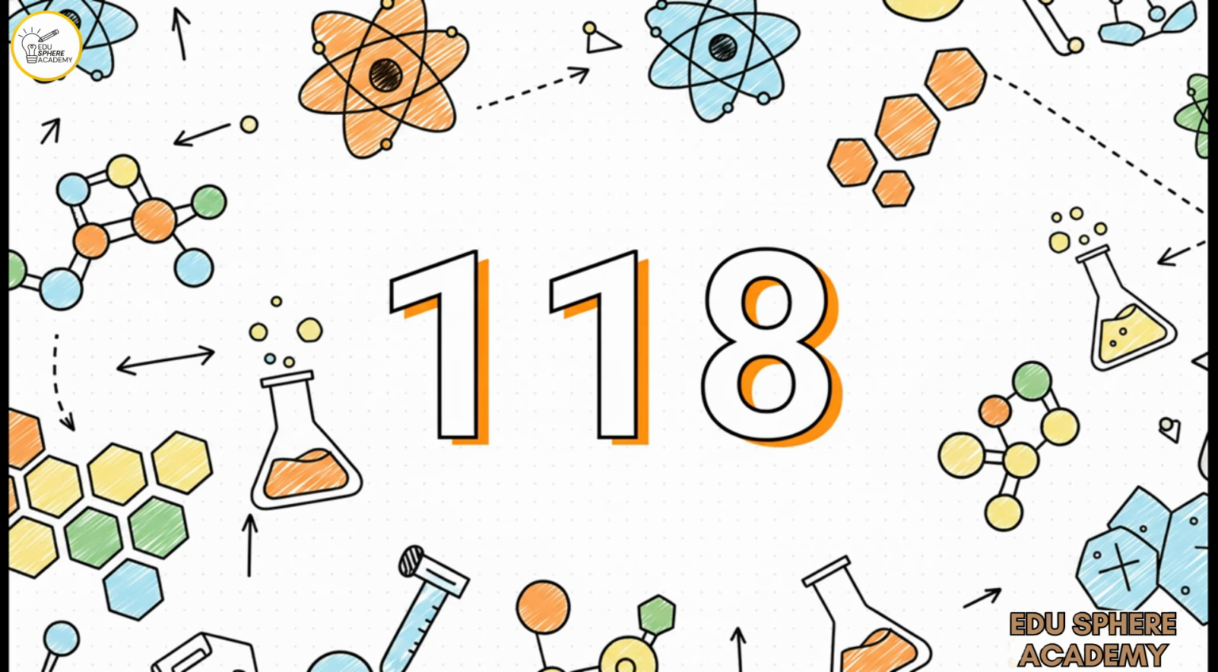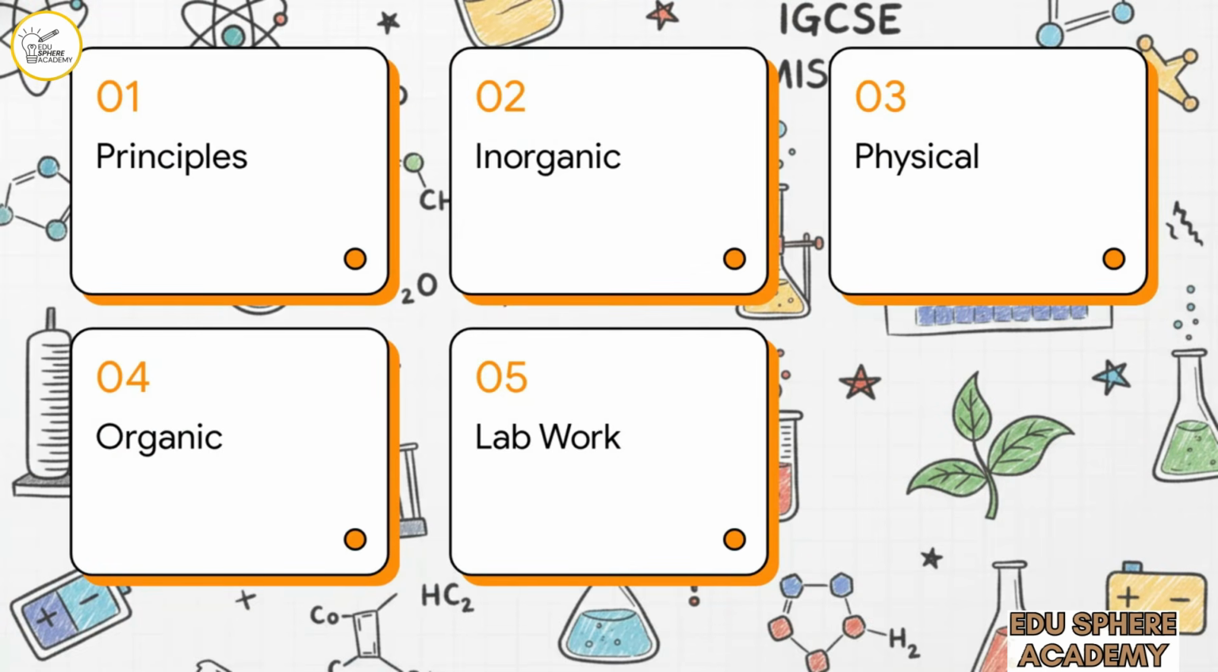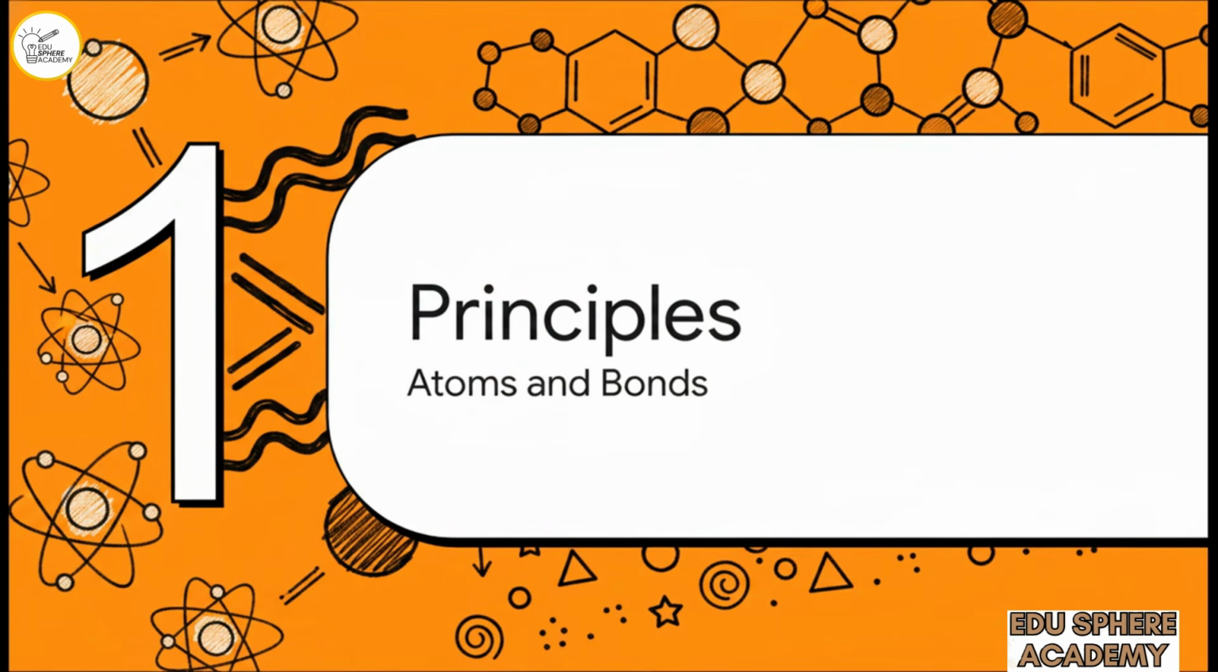We've got a structural map, a core set of rules that's going to help us conquer every single one of them. To actually conquer this massive syllabus, we're breaking the whole thing down into 5 totally manageable buckets: principles of chemistry, inorganic chemistry, physical chemistry, organic chemistry, and finally, lab work and chemical tests. Let's get to it. All right, section 1, principles, atoms and bonds.